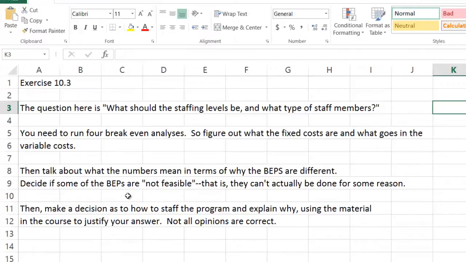Okay, so the point of all these things that we've been doing, these exercises, are not just to learn Excel, because in and of itself, Excel is not that fascinating. But you use the numbers to make a decision. And so in this case, the decision that you have to make is, what are the staffing levels? What kind of staff members? Not all opinions are correct. So be sure that when you give your answer, you're basing it on facts and figures.